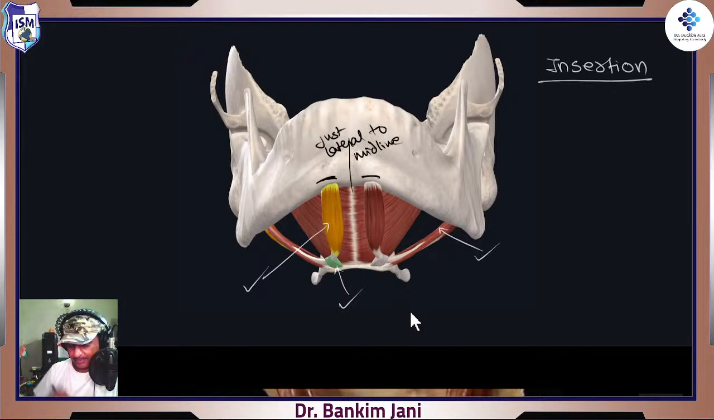Now look at it. What will it do? This is connected to the mandible, and then it is going all the way up. But here it is the sling which is attached at the hyoid bone. Otherwise, from both the sides, on one side the sling and the mandible. So this sling is attached at the hyoid bone. So when it contracts, it will elevate the hyoid bone. It will lift it.